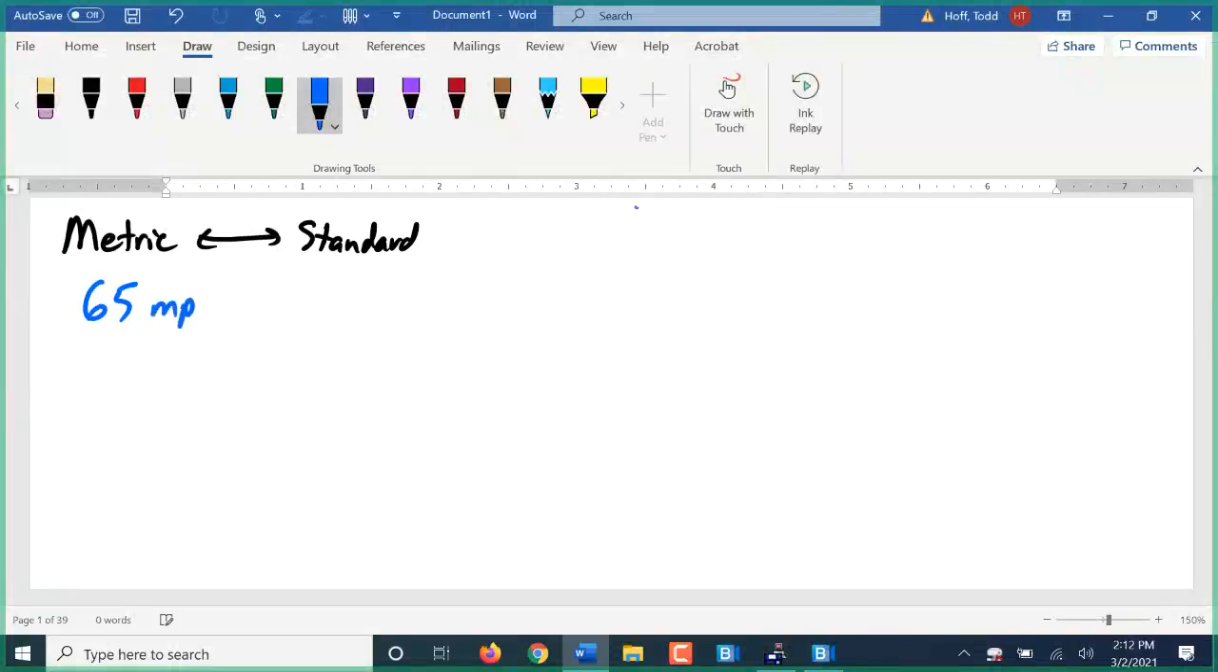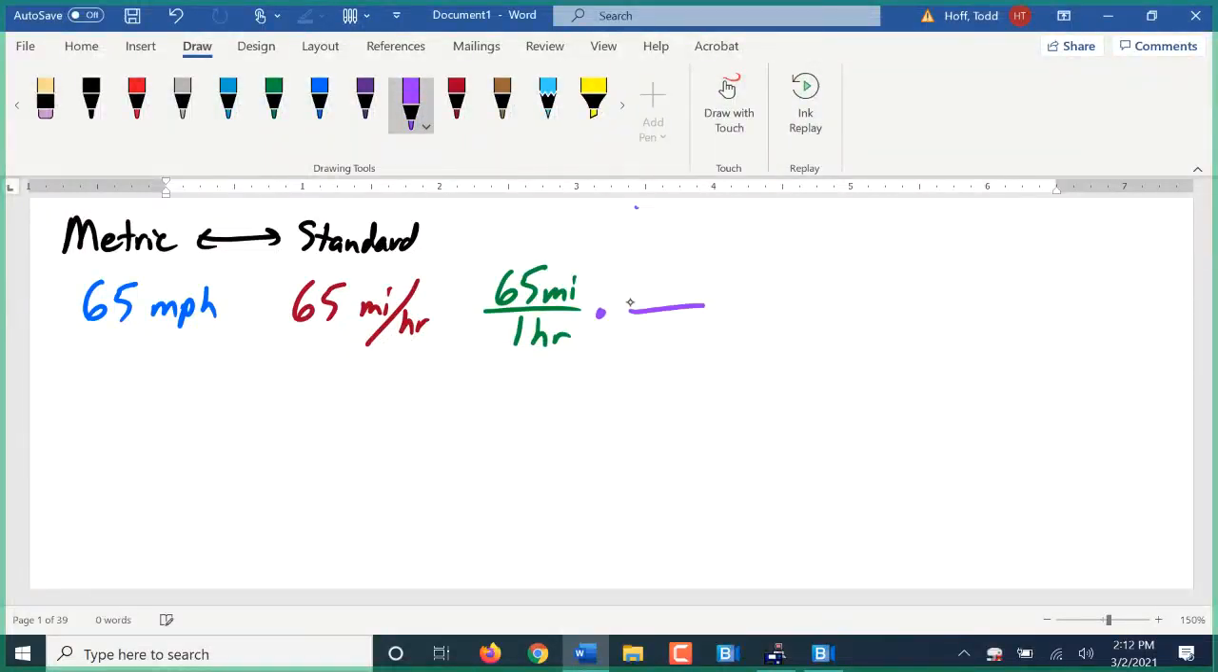65 mph is a pretty common rate in our standard system. It really means, of course, 65 miles per hour. And of course, that really means 65 miles over 1 hour. And let's change it to kilometers per hour. So the hours don't need to change. I just need to change miles to kilometers. 1 mile is 1.6 kilometers.